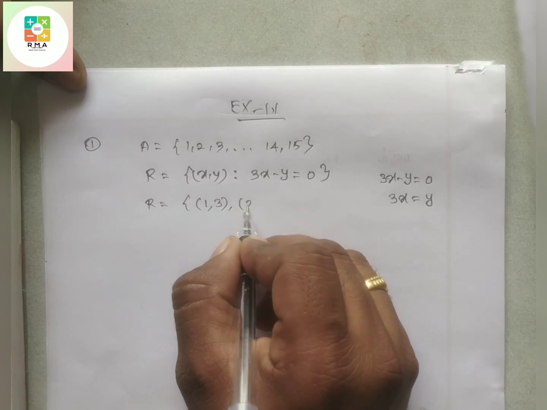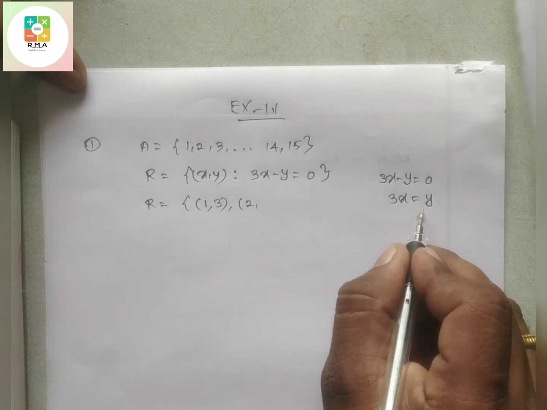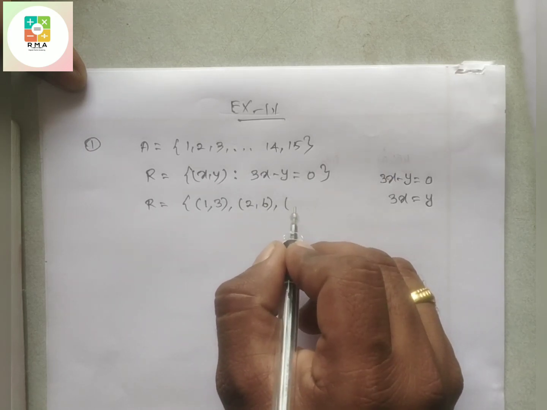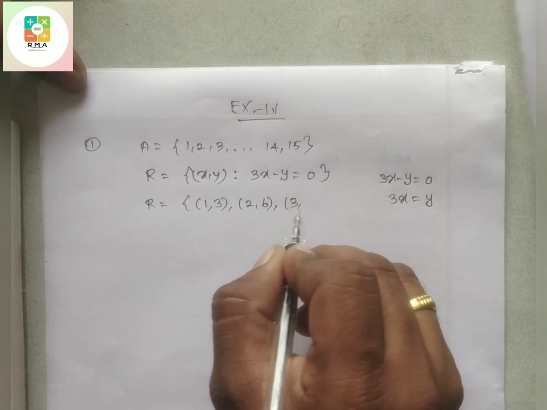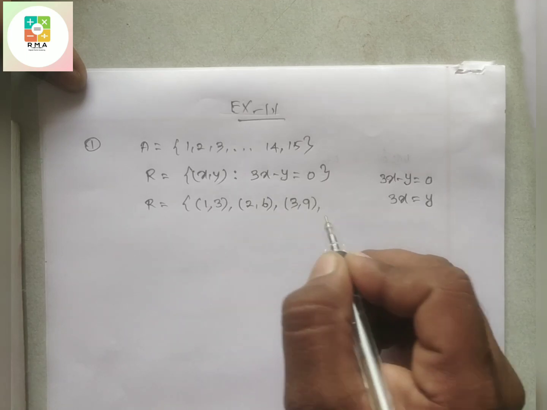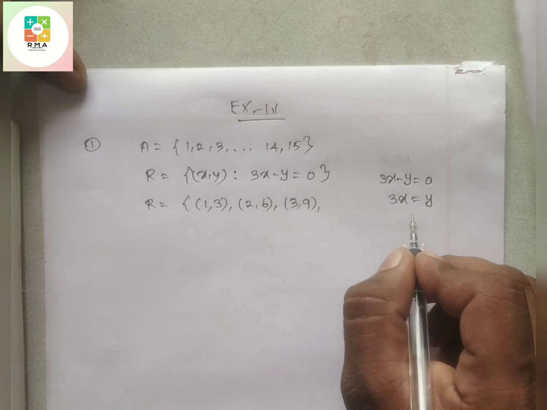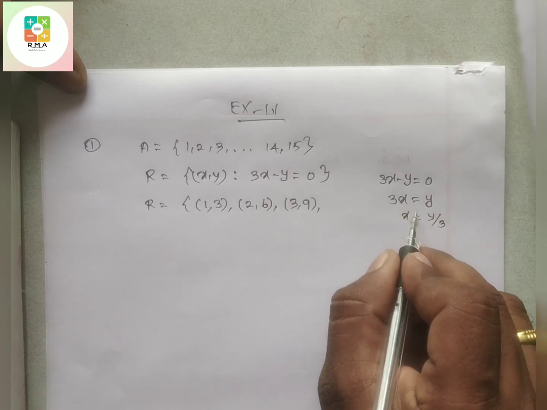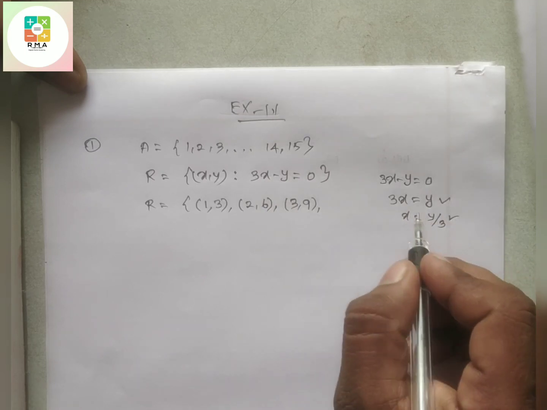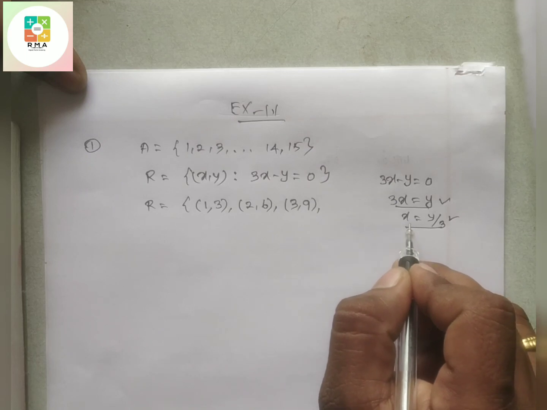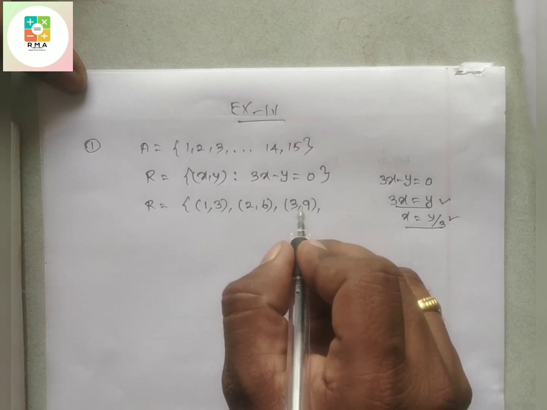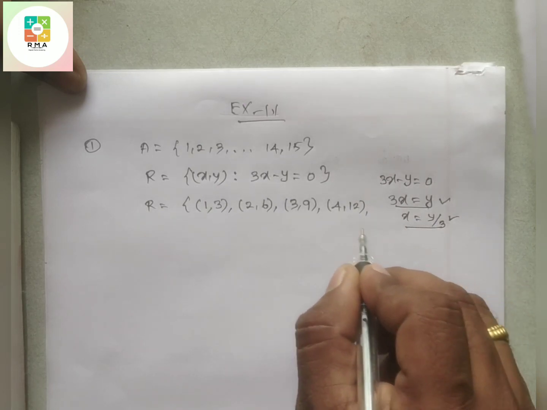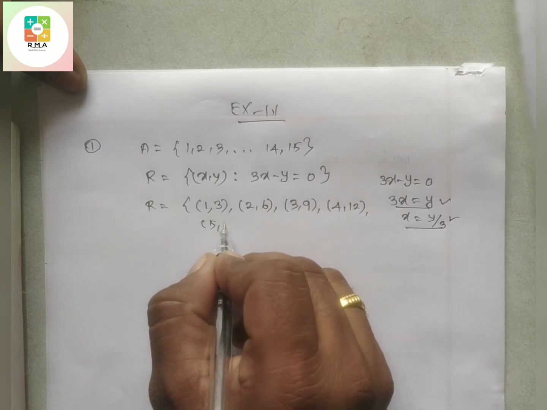Next, if I am taking x equal to 2, y value equal to 6. (2, 6). Next, I am taking x equal to 3, y value must be 9. So (3, 9). You know how to get the values because x equal to y divided by 3 or y equal to 3x, whichever one you want we can take. In these two equations we can substitute the values and it should satisfy. Similarly, if I am taking 4, (4, 12) will come. If I am taking 5, (5, 15).